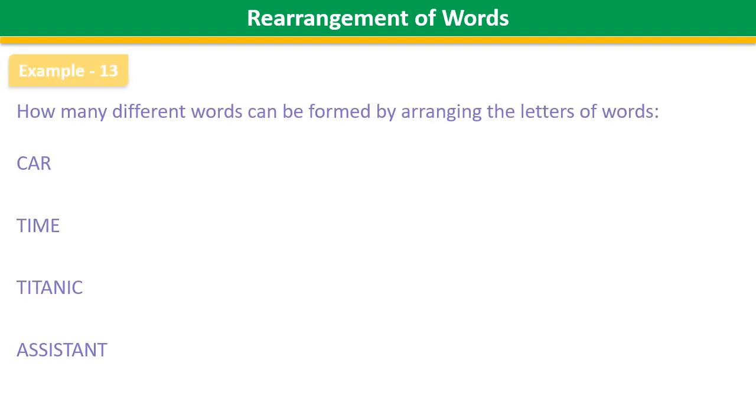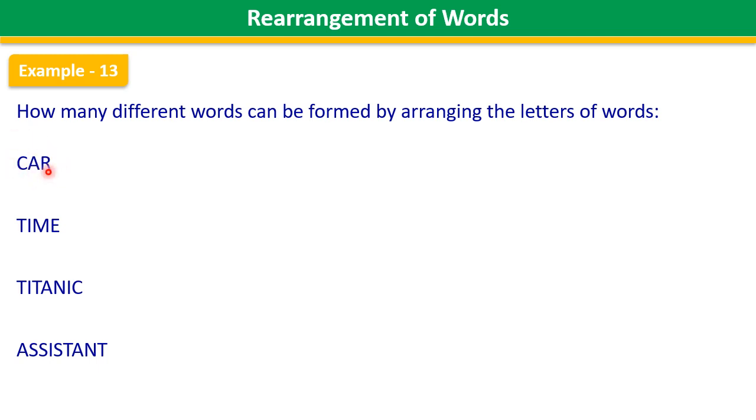Rearrangement of the words. This part we have already seen, but let us see in a particular word, if the letters are identical, then how to find a number of ways. Example 13. How many different words can be formed by arranging the letters of the word car? We know that in the word car, all the three letters are distinct.